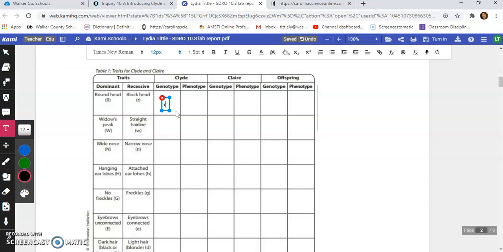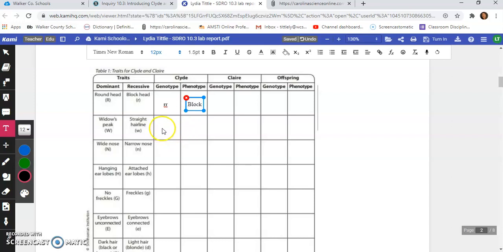So if he has big R, big R, then phenotype is going to be round. Okay, he'll have a round head. If I landed on big R, little r, he still would have a round head. But if I landed on little r, little r, then his phenotype would be blockhead.